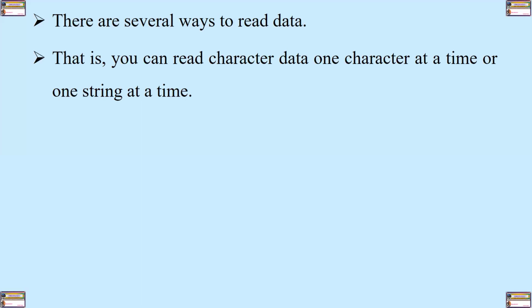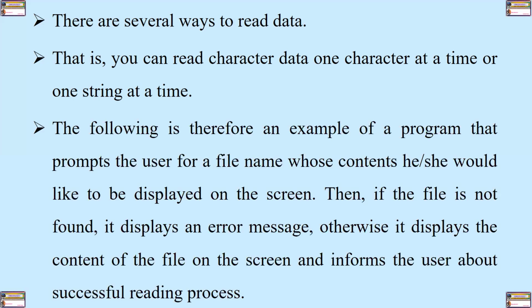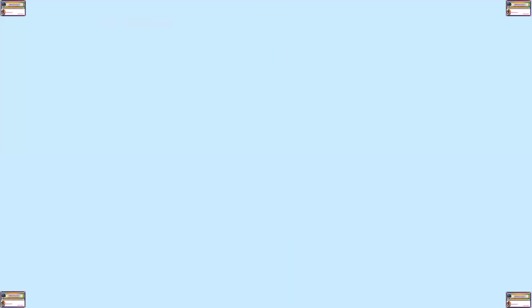You can read character data one character at a time or one string at a time. The following is an example of a program that prompts the user for a file name whose contents he or she would like to be displayed on the screen. If the file is not found, it displays an error message. Otherwise, it displays the content of the file on the screen and informs the user about the successful reading process.